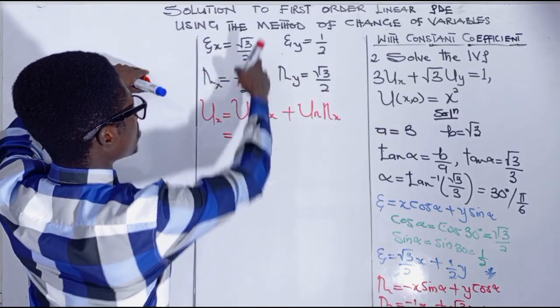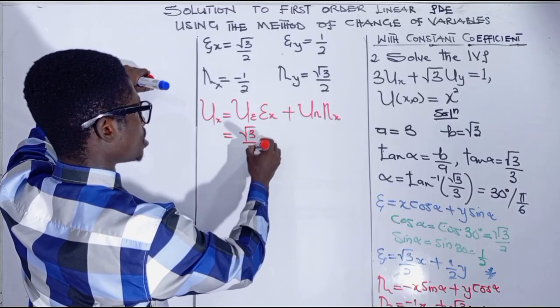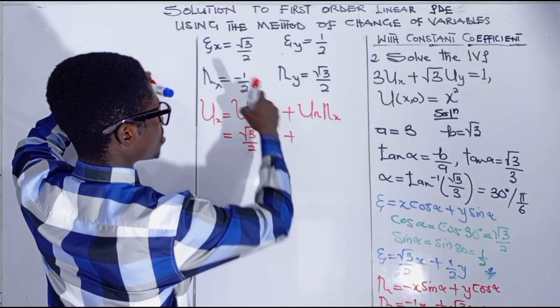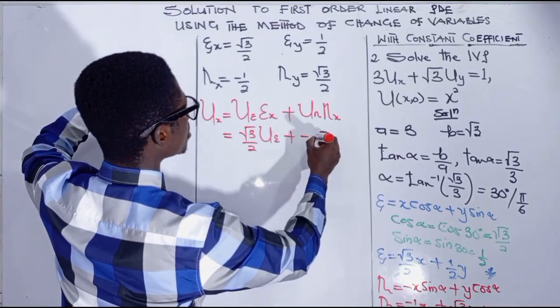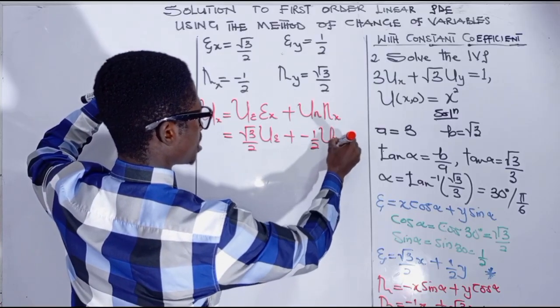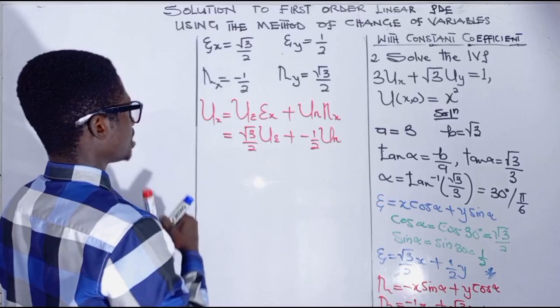So for xi x, we have root 3 all over 2, and then we have u xi, plus for eta x, we have minus 1 over 2, and then we have u eta.